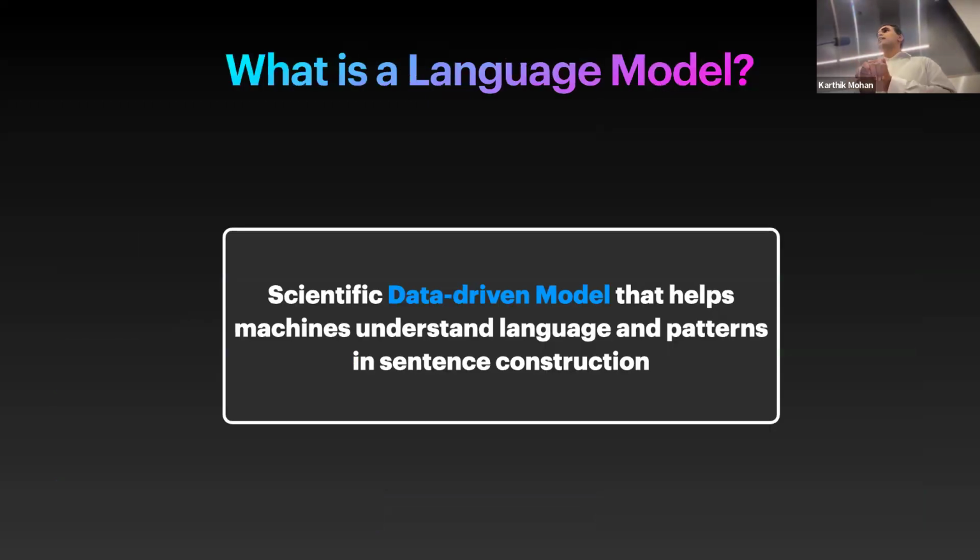Okay, so let's go back to basics. What is a language model? Like, how do you define a language model? So one definition is that they're scientific data-driven models that help machines understand language and patterns in sentence construction. This is for language. For videos and images, you can use the analogous data. So understand language and patterns.